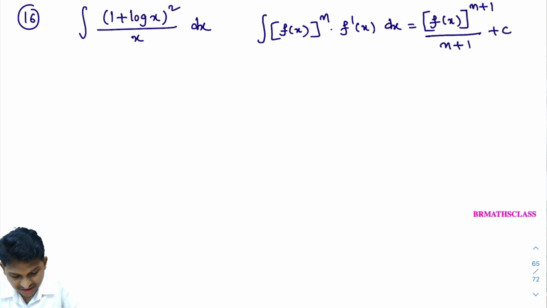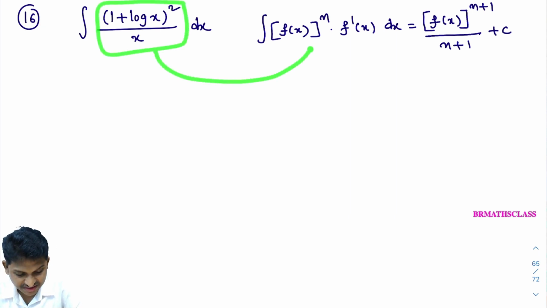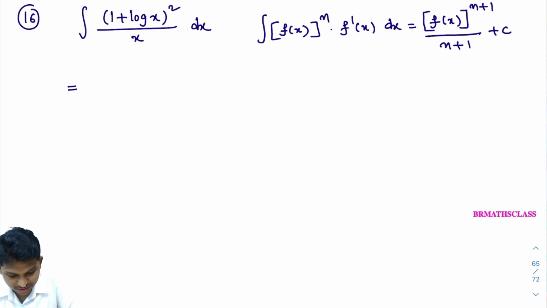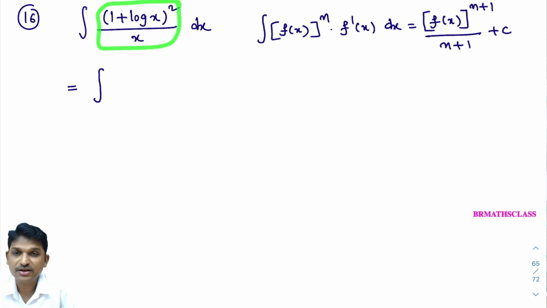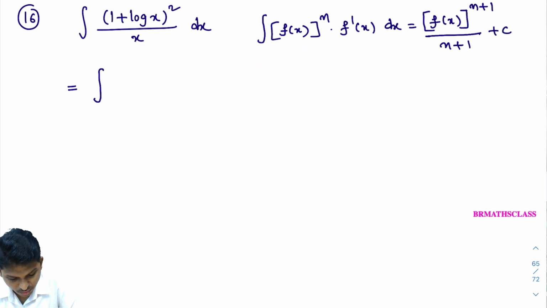Now, the question is, this is the given function. Is it in the form of f of x whole power n into f dash of x dx? Actually not direct, but we can write. How to write? That equals integral of, look here, 1 plus log x whole square divided by x is there. I want to write this in the form of f of x whole power n into f dash of x dx. What is f of x here? 1 plus log x whole square into, here divide by x is there, that I can write into 1 by x.